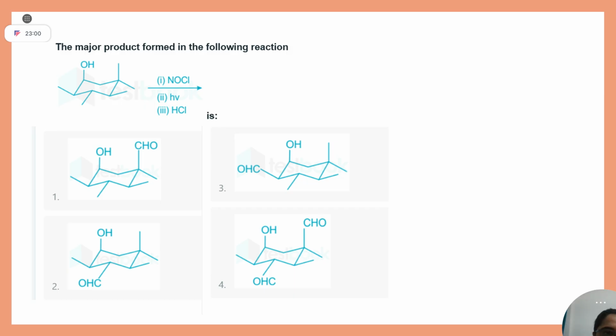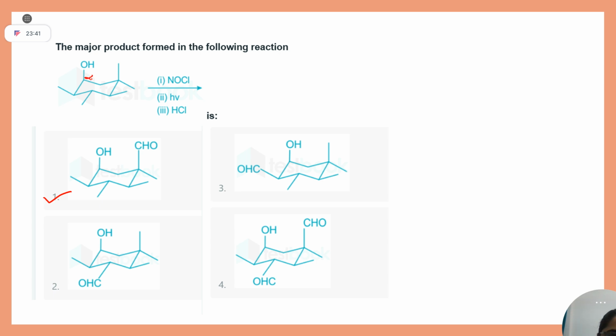So solve this problem. The major product formed in the following reaction is: first you are given NOCl, what will it form? ONO, right? Then you are irradiating this compound with hν, and the last step is your HCl. HCl will basically hydrolyze that oxime to aldehyde. Quickly solve this. Ma'am, option A. Sure. Yes, you are correct.